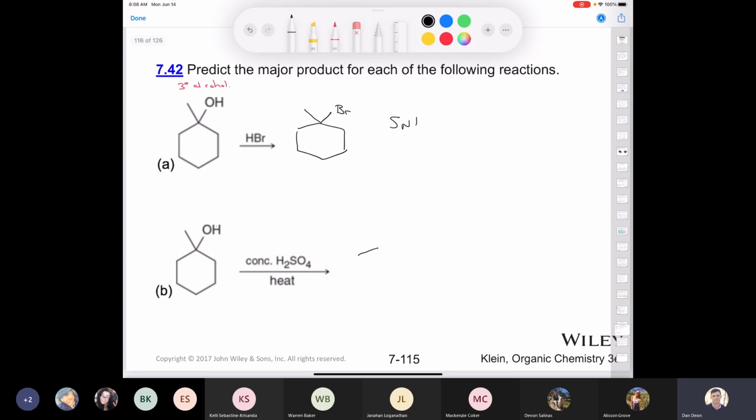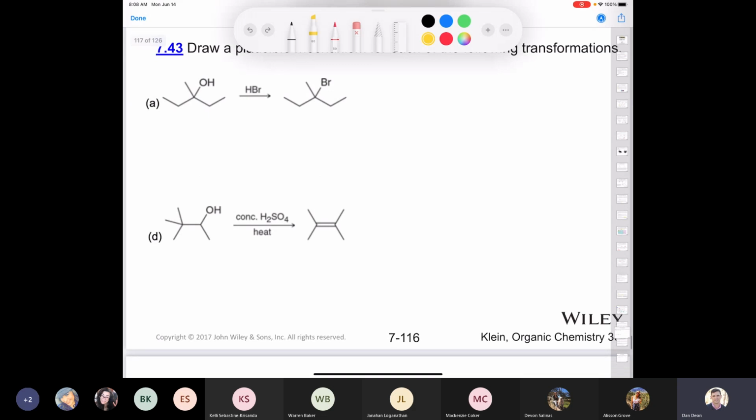And again, you could practice drawing the mechanism of that. So here is our Zaitsev product. That's going to be the major product, or really the only product if you heat it up enough. So this is an E1 reaction. So we'll put here: always obtain the Zaitsev product. Something to remember there. Again, one of my favorites. Any reaction where all you have to do is throw in some sulfuric acid and heat it up is a fun reaction. Very little work required. Anyhow, let's take a look at question 7.43.